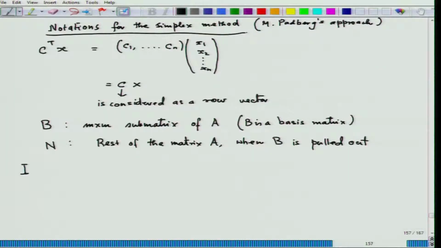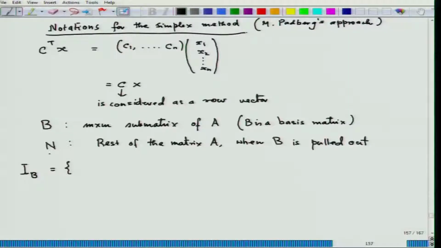I will denote by IB the index set. Do not confuse it with the I or IX that I used in the last class. You can put some other symbol if you want, but in mathematics we learn not to get confused with symbols. This is the index position: the first index of the basic variable, second index, third index, fourth index. So, this is called the index set of the basic variables. I will explain why it looks so strange. Why not 1, 2, 3, 4, 5, 6?